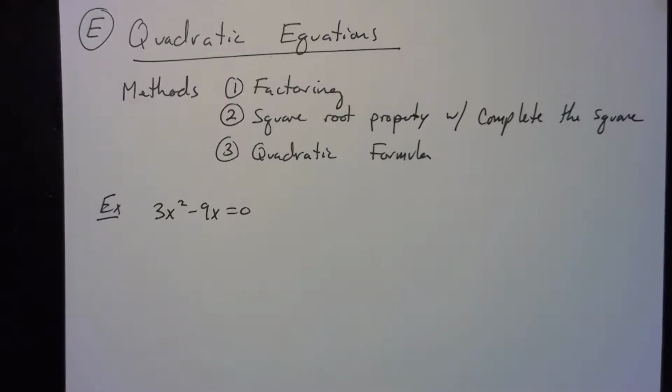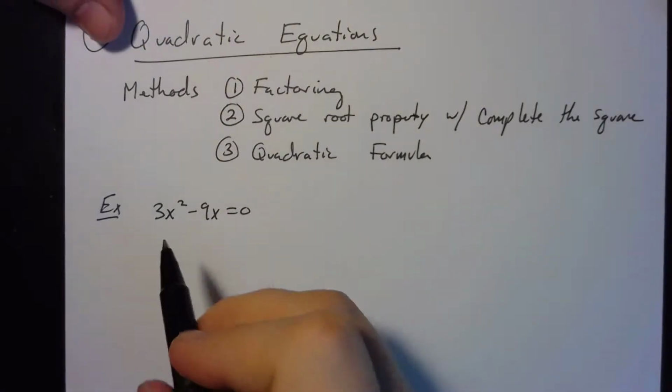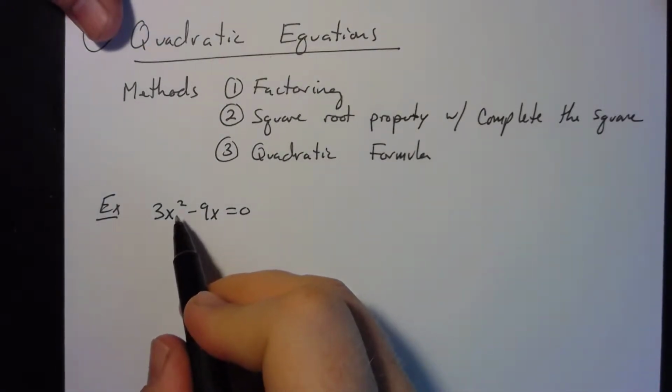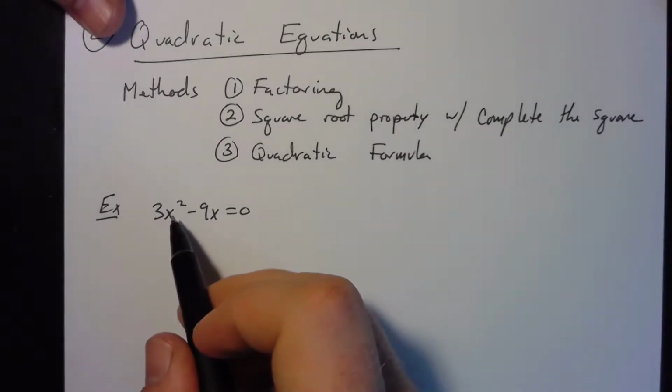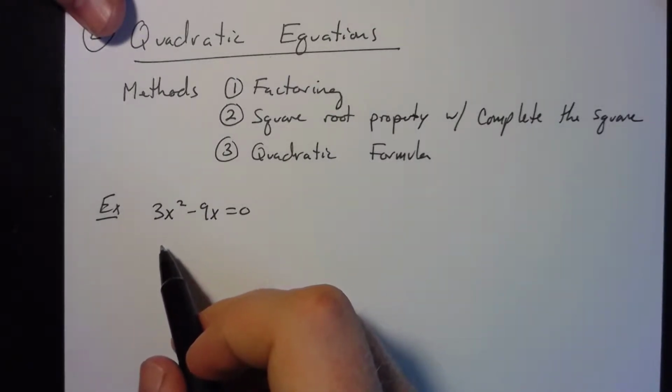In this video, we'll be talking about quadratic equations. This particular quadratic equation, 3x squared minus 9x, is a quadratic specifically because it has x squared somewhere in the equation. Now, it's also important to note that if this had an x cubed in it, this would not be a quadratic but would be a cubic.